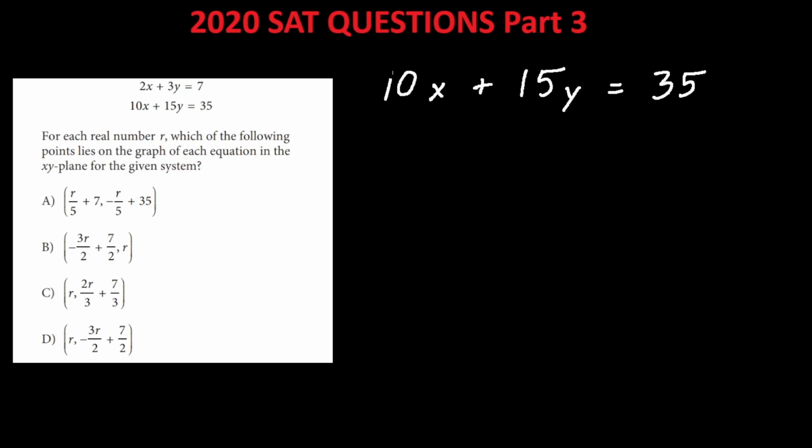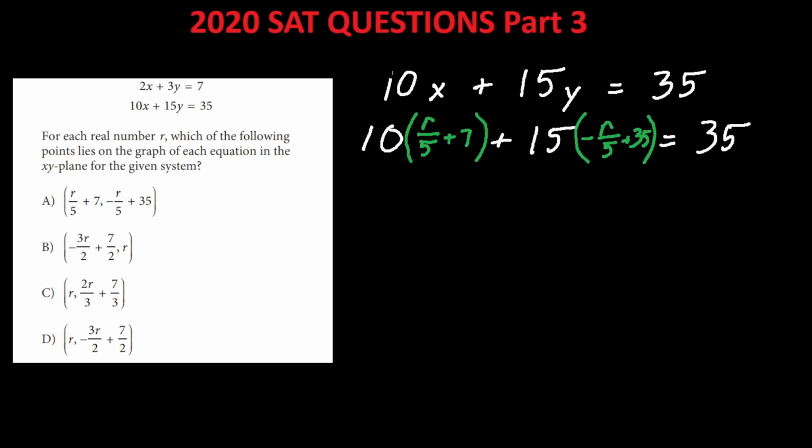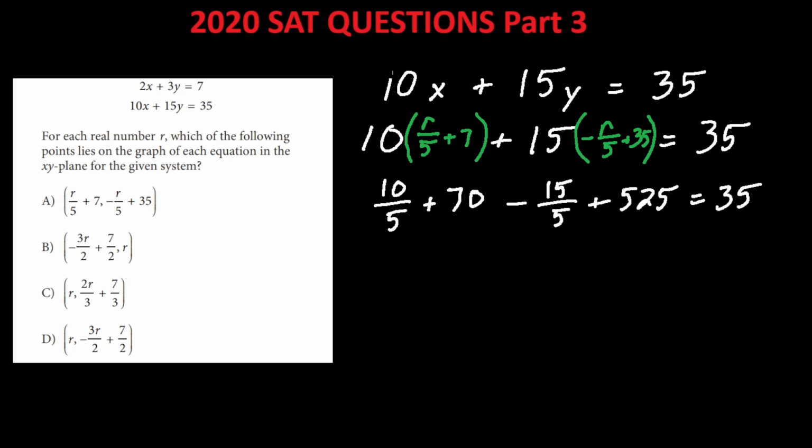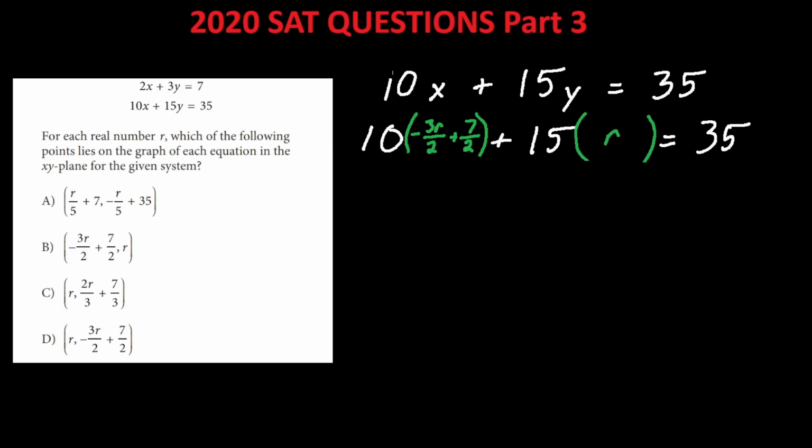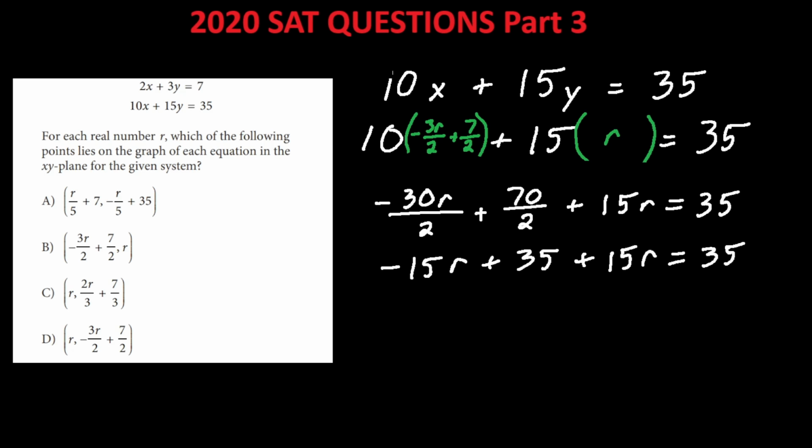I'm going to substitute the coordinates from choice A to see if that satisfies the equation. Once I substitute, I distribute the 10 and the 15, and then simplify the fractions. At this point, we don't even need to continue because we can see that these two sides are not equal. So these two coordinates do not satisfy the equation. Moving on to B, I've substituted the coordinates given in B, and now I'm going to distribute. Now I simplify the fractions. The minus 15r and plus 15r add up to 0. So here we see choice B satisfies both equations.